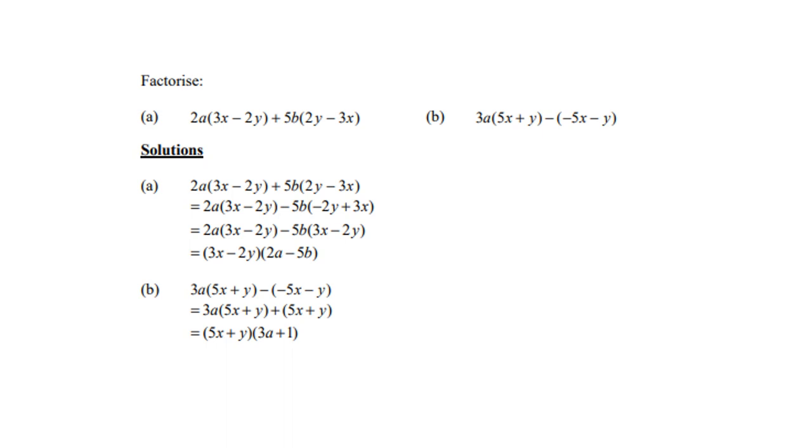So look at number B, 3a into (5x plus y) minus (minus 5x minus y). Again, you'll notice we have a similar situation where the brackets don't look identical. However, if I change that negative into a positive in between the brackets, then 5x plus y will happen. Then 5x plus y is a common factor, and what is left is 3a plus 1.